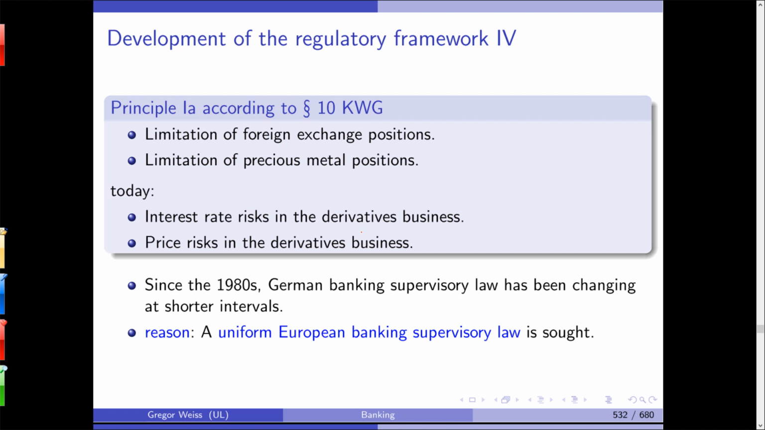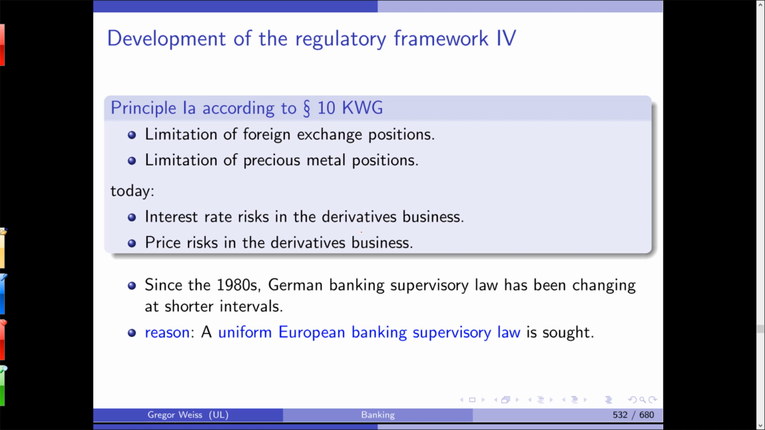Grundsatz 1. It limited foreign exchange positions, and actually it's interesting to see this example of Herstatt. Herstatt went bankrupt because of speculating with commodities, with steel and foreign currencies. It didn't go bankrupt because of the loans. It went bankrupt because it speculated too much with commodities. So as you can see, the result in Principle 1 or Grundsatz 1a was that supervisors and regulators looked at regulating and limiting market risk. We didn't think about subprime mortgages at that time. We were more concerned about limiting open positions in precious metals and foreign exchange risk. And today, this is basically interest rate risk and price risk.